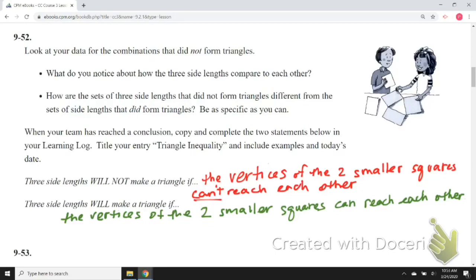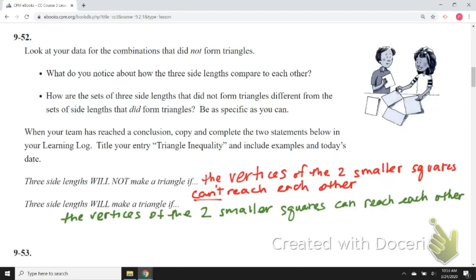Okay, and you should have something like this. I forgot to ask you to pause it, so if you didn't pause it, no worries. Here it is. 3 side lengths will not make a triangle if the vertices of the 2 smaller squares can't reach each other. Those vertices are the corners, right? The corners can't reach each other.